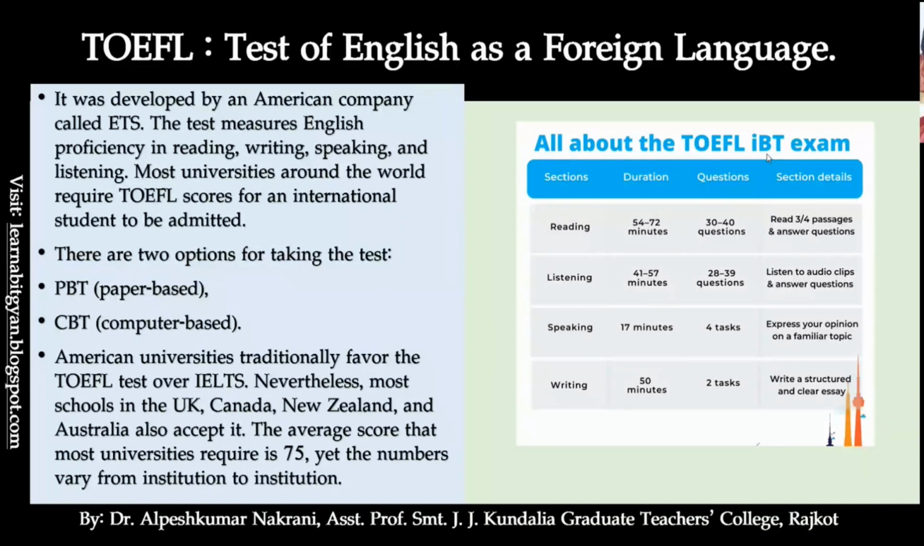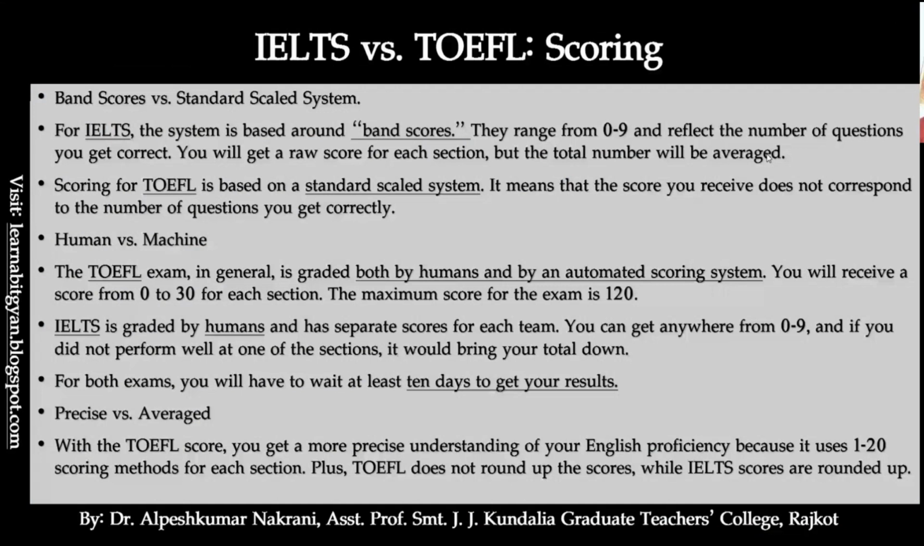The minimum score in IELTS was 6.5, but here the minimum score should be 75. Okay, the maximum score you can get here is 120, right? So this is the scoring system. IELTS has band scores 0 to 9 band, clear. And TOEFL has the standard scale scoring system from 1 to 120 marks.